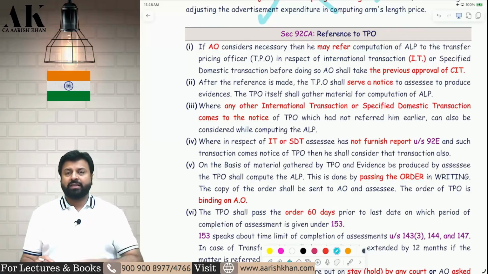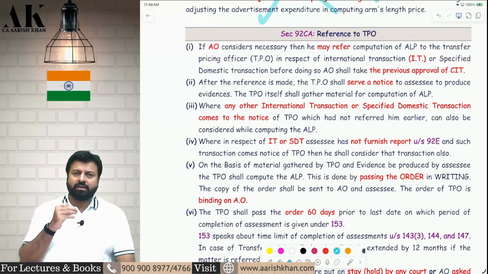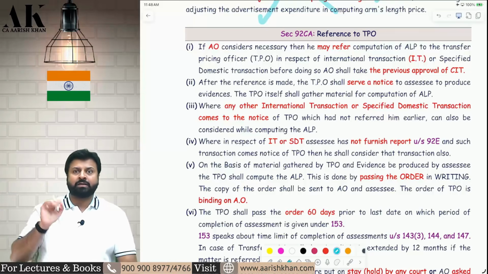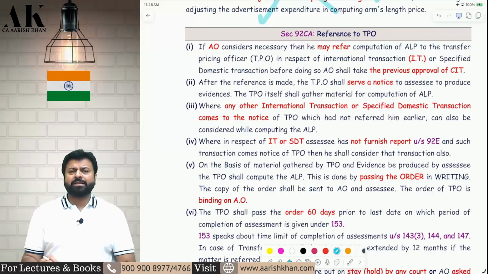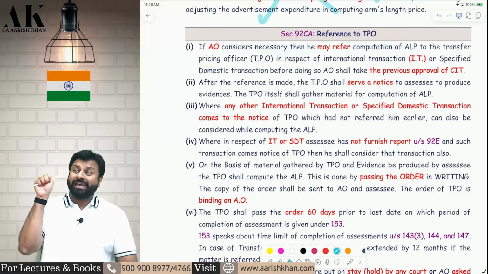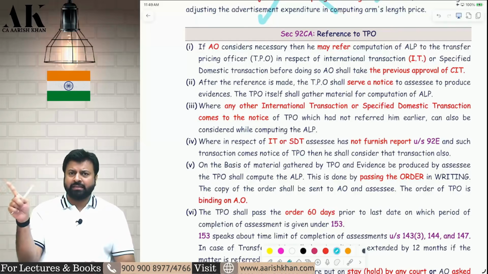Reference to TPO. In this, there are three parties. Try to understand the three parties first. I am an assessing officer. You are an assessee. And there is a transfer pricing officer sitting over here. Sir, who is the transfer pricing officer? A transfer pricing officer is nothing but an assistant commissioner, deputy commissioner or joint commissioner of income tax who has been empowered to do this job, who has been empowered to do the transfer pricing matters. So I am an AO, you are an assessee and there is a TPO.